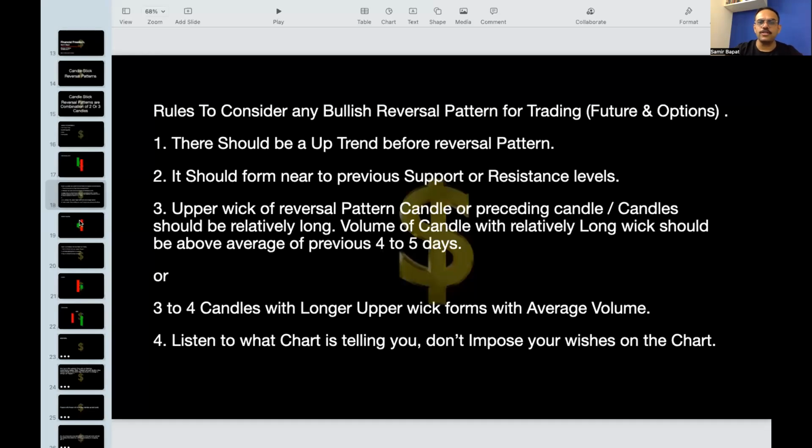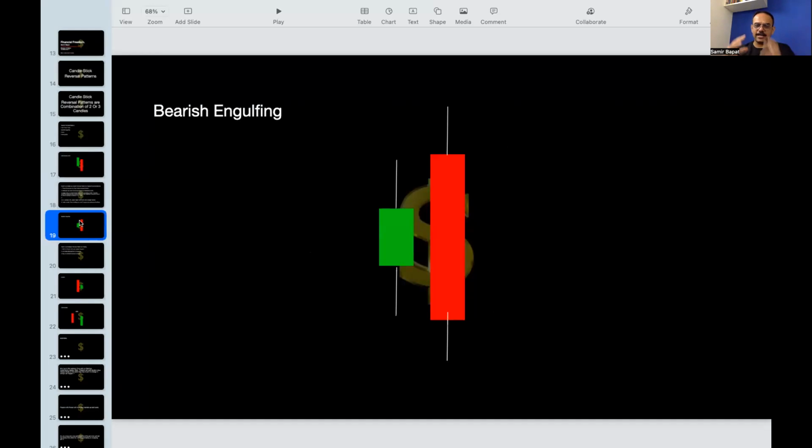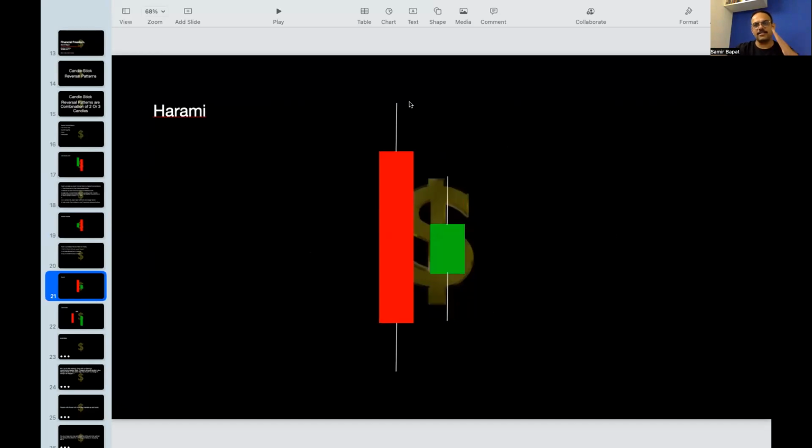So this is bullish engulfing. You have a small green candle and a red engulfing candle here. Then this is the Harami pattern. There is an uptrend. You have a big red candle. The green candle is smaller. So bullish and bearish all are like mirror images to each other. वो bottom में बनते हैं, ये top पे बनता है.